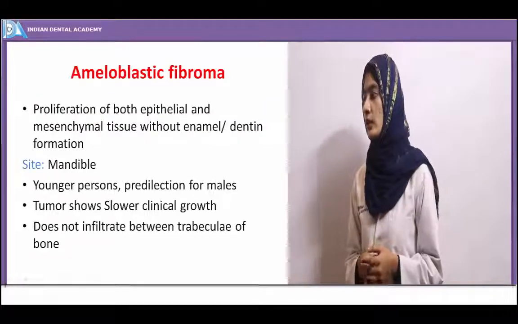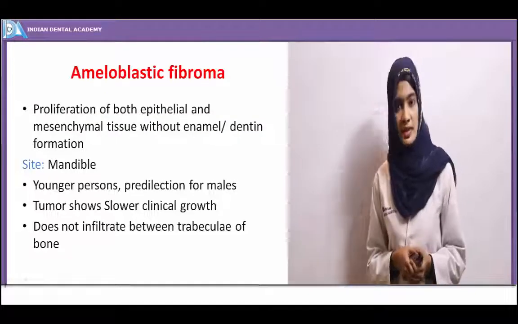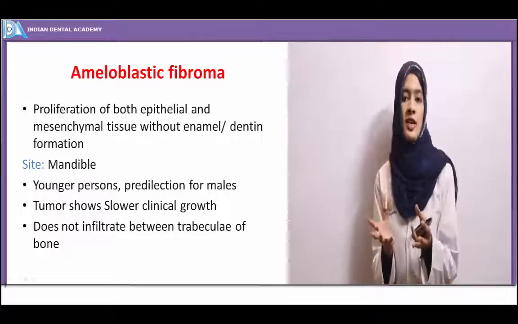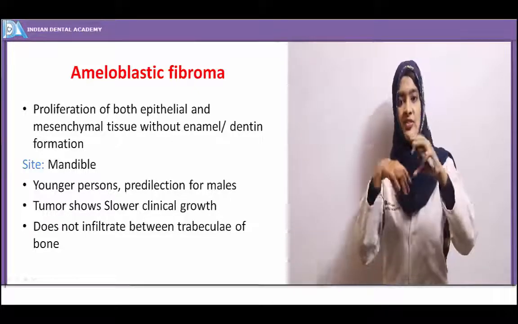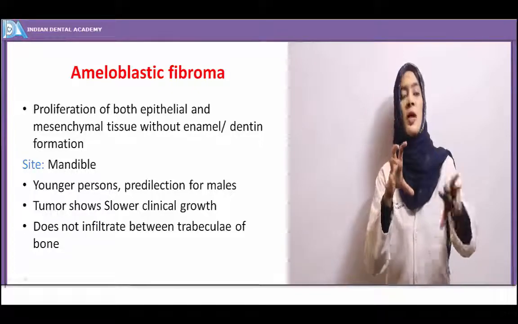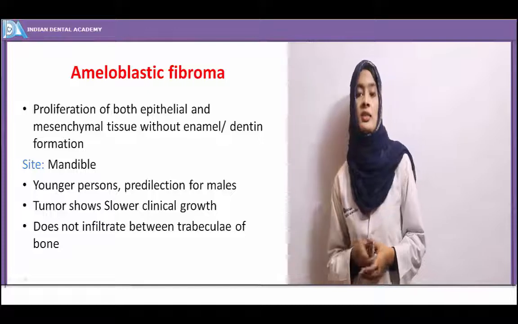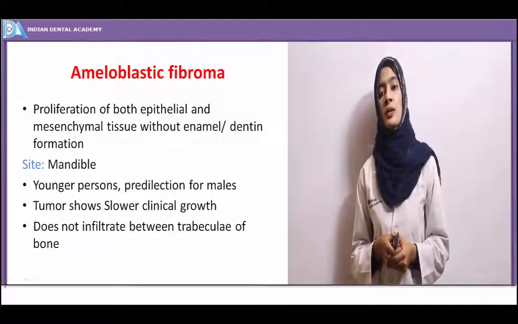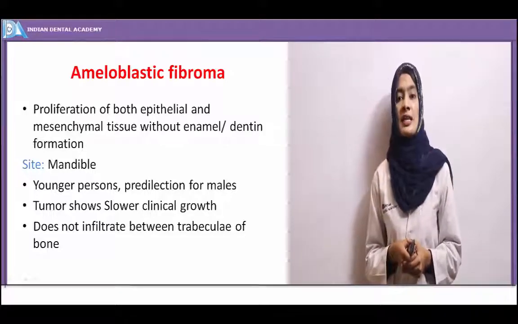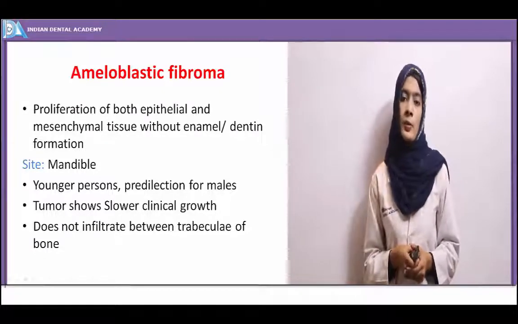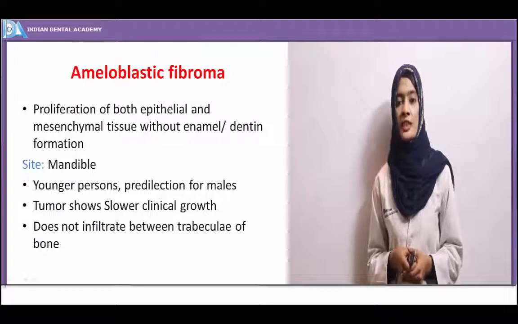Okay. Ameloblastic fibroma, as the name itself indicates, is a combination of ameloblastoma and fibroma. So we can see the features of both ameloblastoma and fibroma. We'll see how in detail. Here this tumor is an uncommon, benign tumor. Again, it arises because of proliferation of both the epithelial component and the mesenchymal component, but without any enamel or hard tissue formation.